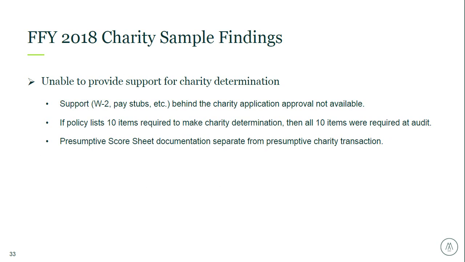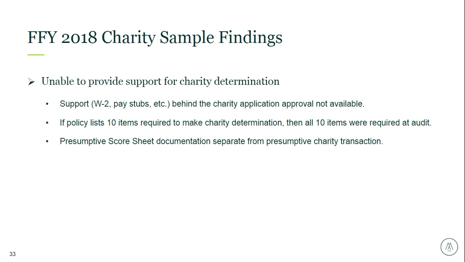So to jump forward to the notable audit findings from these samples, as I mentioned on the previous slide, most auditors requested that all of the documentation required per the policy to grant a patient charity care first applied during audit. Depending on the hospital's policy, this may include W-2s, pay stubs, bank statements, basically any and all items spelled out in the policy required to grant charity.